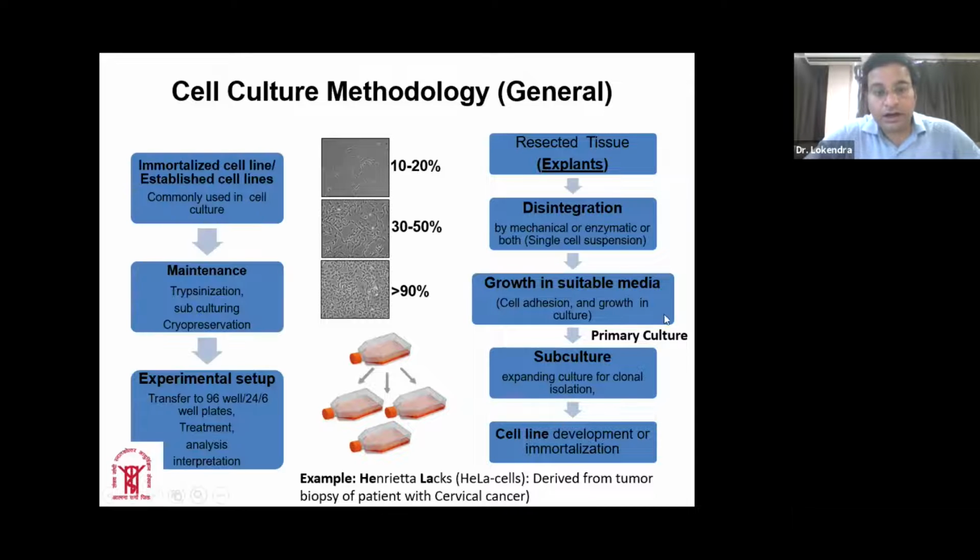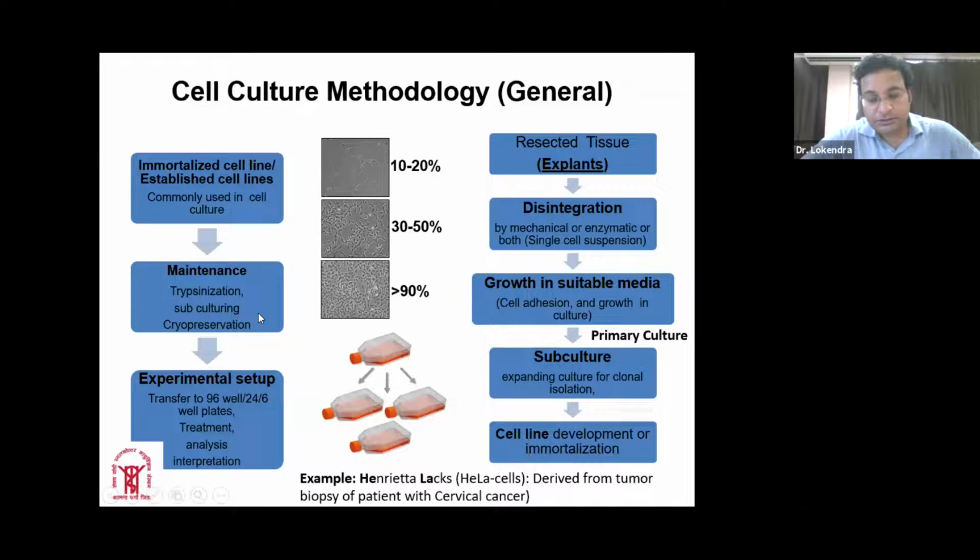When you have immortalized cells, they are very commonly used in culture. You can maintain them by trypsinizing, subculturing, or saving them. Saving the cells in a proper cryopreservative media is called cryopreservation. And you can use these cell lines, for example, in this condition or this or this. So once you have established cell lines, you can plan your experiment.